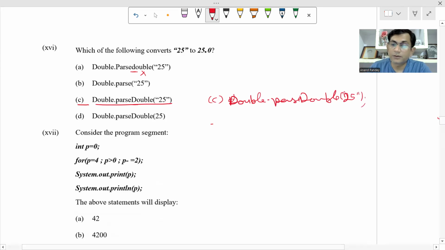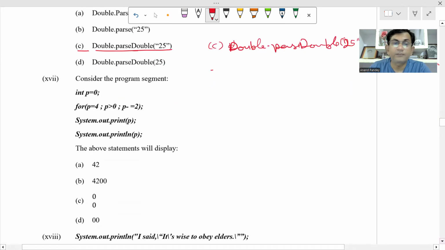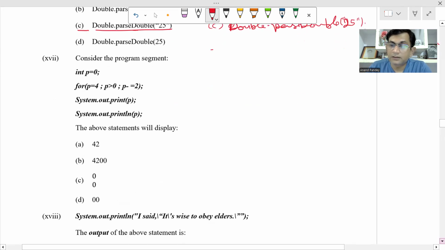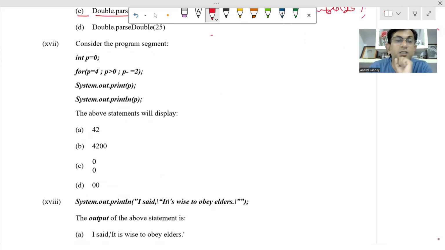Simple. Now coming to the next question, question number 16. Okay, see, this is also a very tricky question. See, P equal to 0, and the most important thing, if you do not take care of this, you will write the incorrect answer, and that incorrect answer is also given in the options.